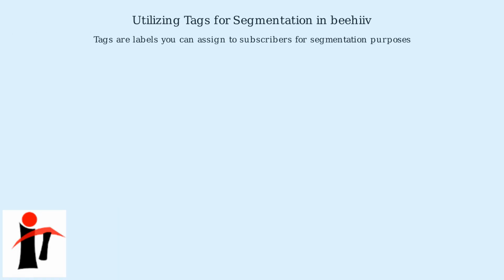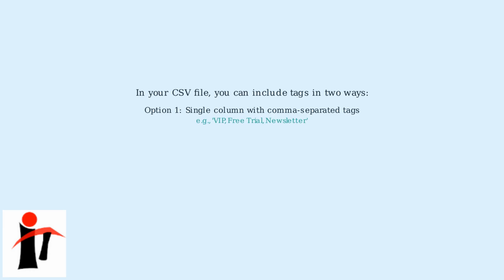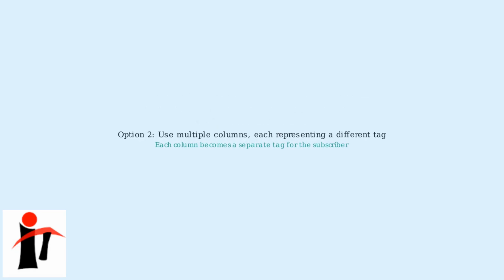Tags are labels you can assign to subscribers for segmentation purposes. This allows you to categorize subscribers into groups like VIP customers or those on a free trial, making it easier to send targeted content. In your CSV file, you can include tags in two ways. Option 1 is using a single column where tags are separated by commas, such as VIP, free trial, newsletter. Option 2 is to use multiple columns in your CSV, where each column represents a different tag. This way, each column becomes a separate tag assigned to the subscriber.